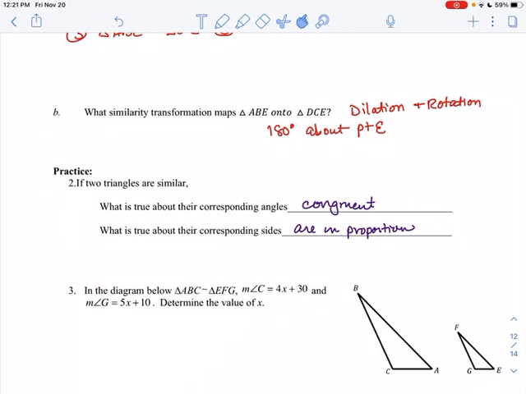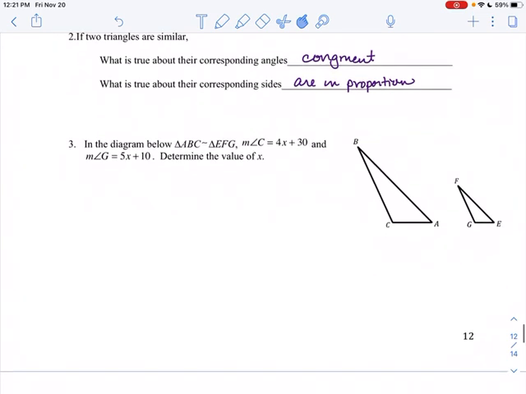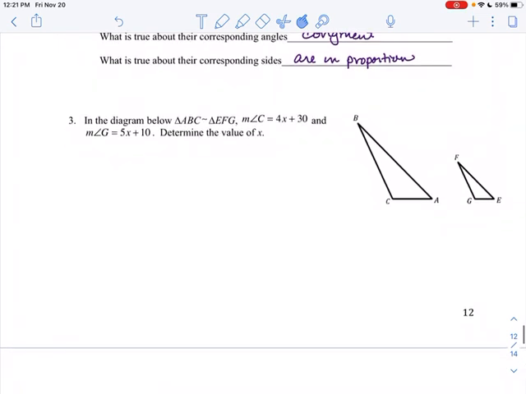Let's do an algebra type problem. So we did a proof, which was pretty easy. It was just angle, angle. And now we're going to do an algebra problem here. So I'm telling you that these two triangles are similar to each other. See how it says that they're similar? If they're similar, then their corresponding angles are congruent and their corresponding sides are in proportion. Well, let's see what they gave me.